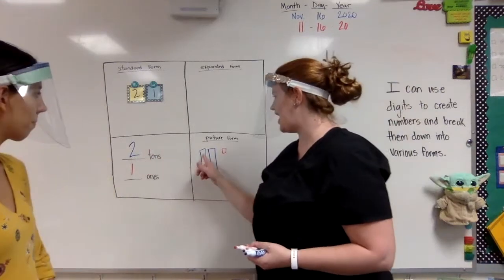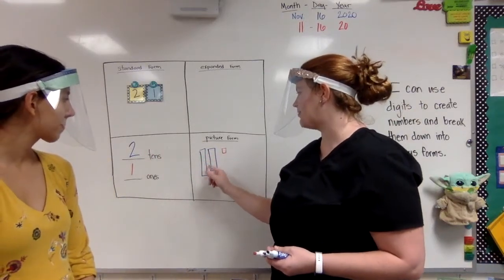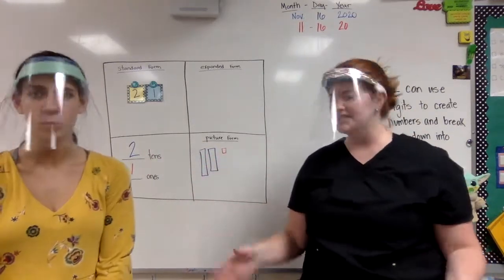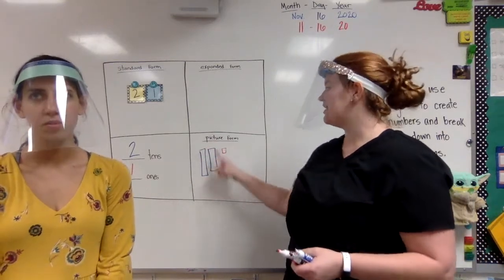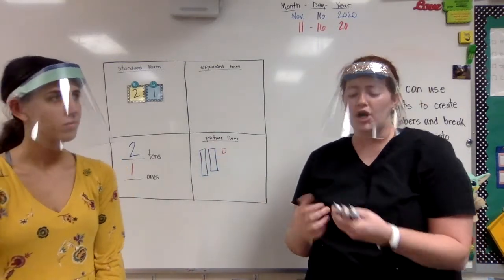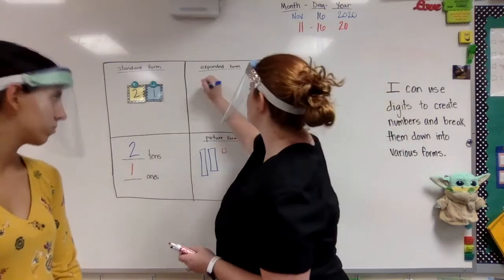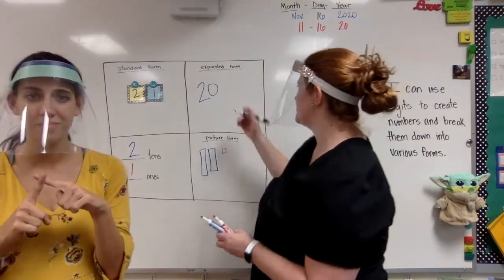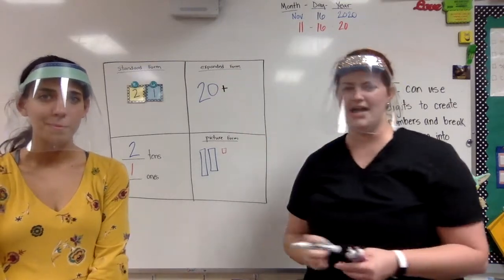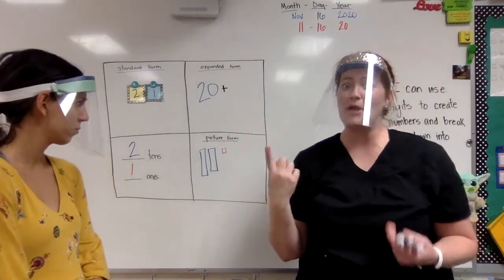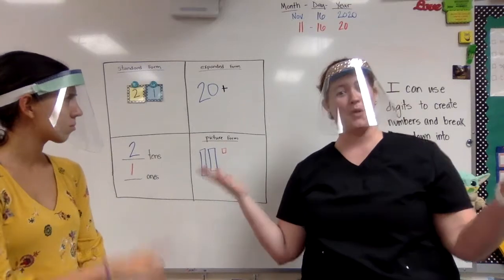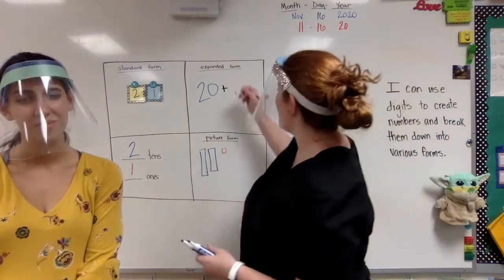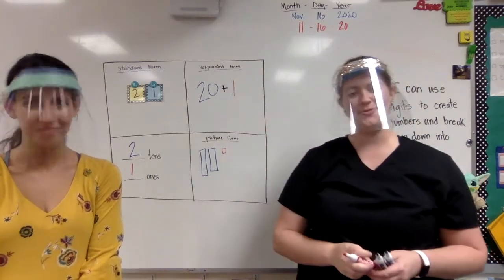I had 2 tens, and if I counted them, that would be a value of 20. I could go 10, 20. Even though I only have 2 of them, they're worth 20. So I can say 20 plus, and 1, 1. Well, if I just have 1, 1, its value is 1. So I have 20 plus 1.